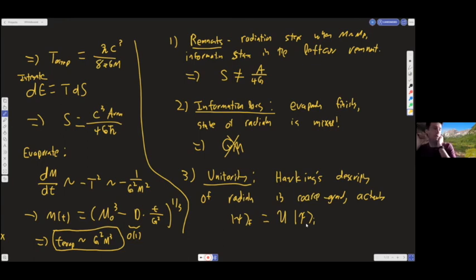Sorry to interrupt you. There's a question by Pavan. Yeah. No, the remnant is compatible with unitarity because the information just stays in the remnant. That's why some people prefer the remnant option to option number two, to information loss.